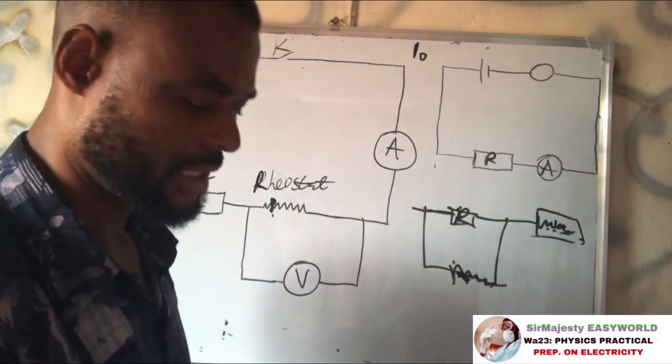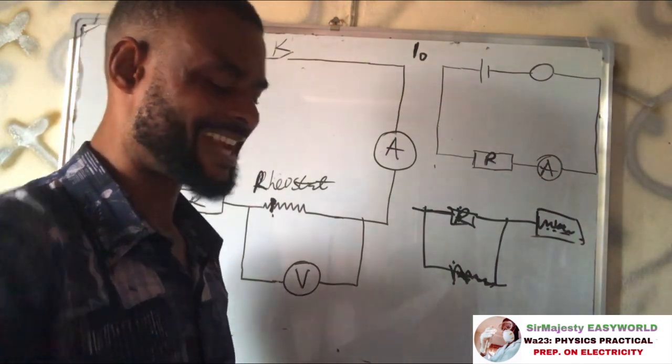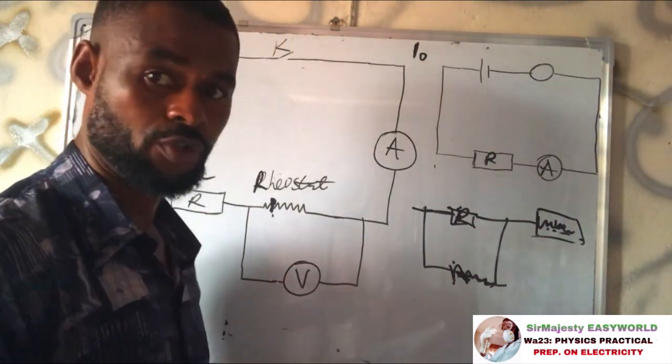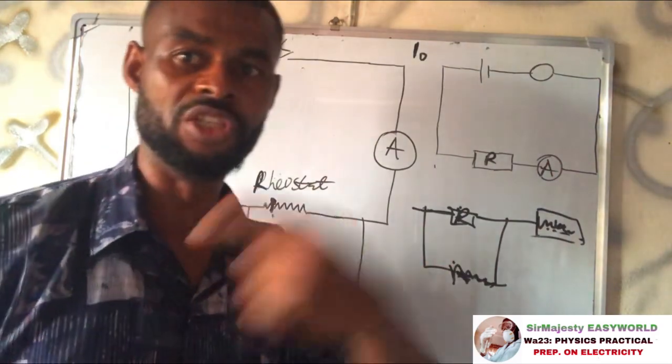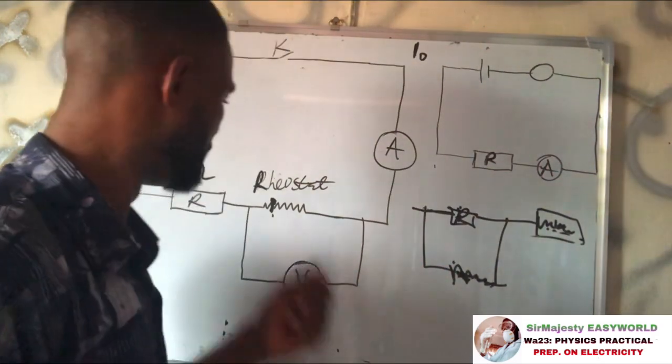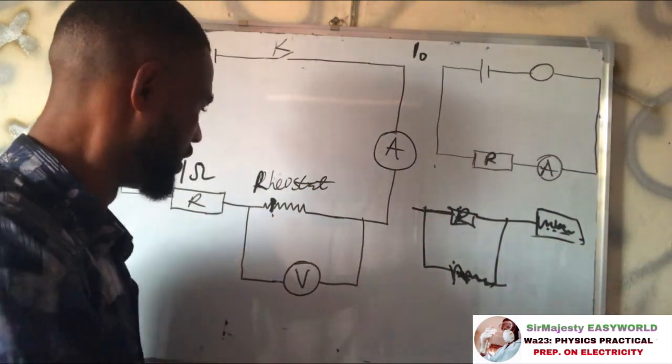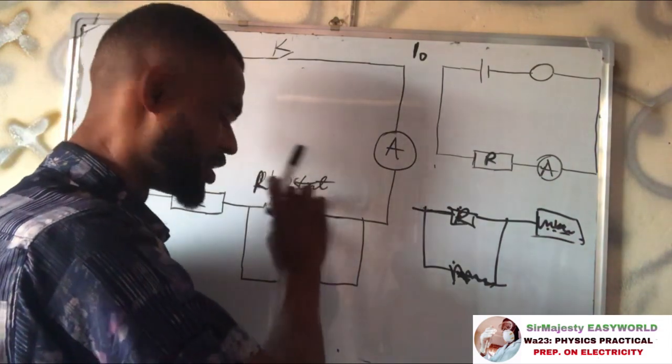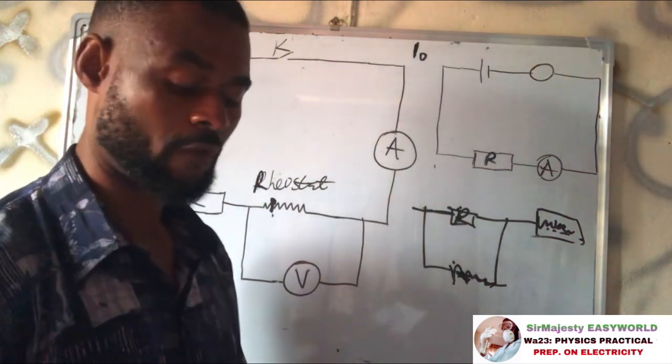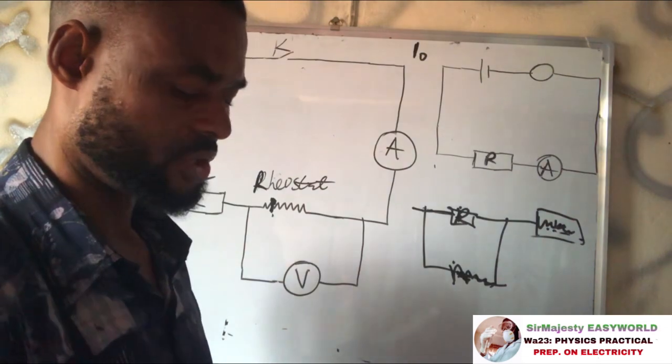Then the instruction says, close the key and adjust the rheostat. I have told you what I mean by adjust the rheostat. Be moving the rail. There is a movable rail on the rheostat. You'll be moving it. That is the meaning of adjustment on the rheostat.